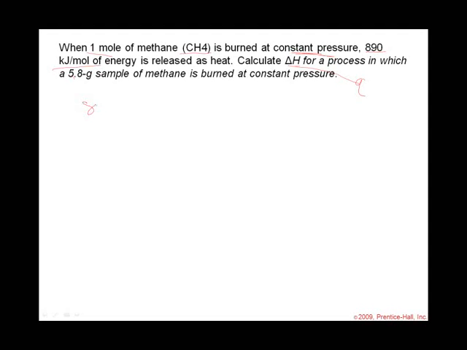Okay, so I have 890 kilojoules per 1 mole, right? And here I have a 5.8 gram sample, so I've got to figure out what percentage of a mole that is. So this is CH4, so carbon is 12.01, each hydrogen is 1.01, so that's 4.04, so that's 16.05. So if I have 5.8 grams and the molar mass is 16.05 grams, and I punch this on my calculator, I get 5.8 divided by 16.05, and I get 0.3614 moles, right?